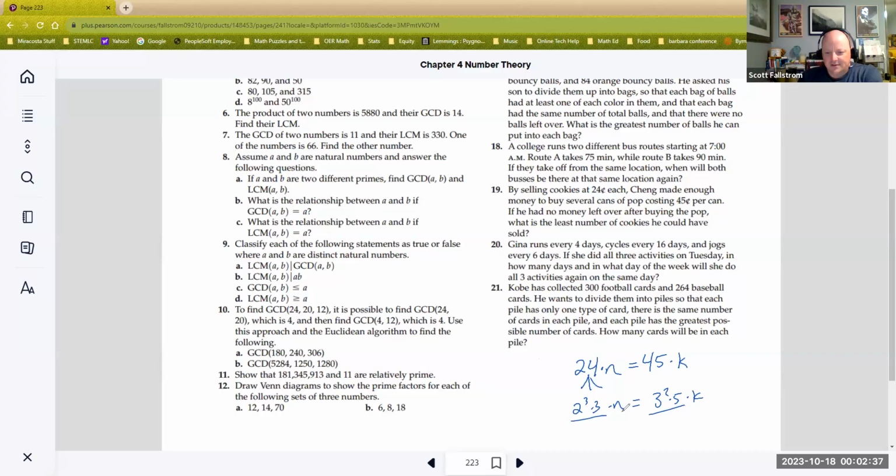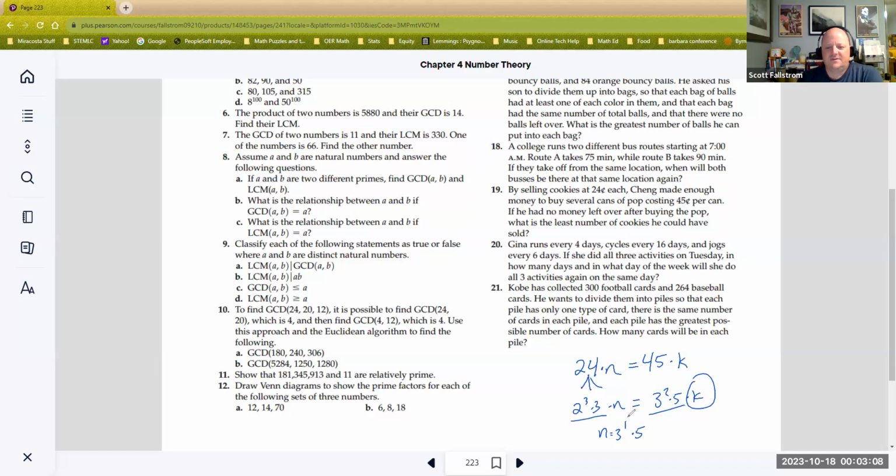So n is going to have to bring another 3 into play because there are already two 3s on the right-hand side. I need to bring at least one more 3. So n has to have a 3 in it. 3 to the first gives me 3 squared. There's already a 2 cubed, and there's no 2 cubed over here, so the 2 cubed must be hidden inside of k. And then I need a 5 as well. So 3 to the first times 5. So that's kind of telling you what you would need here.